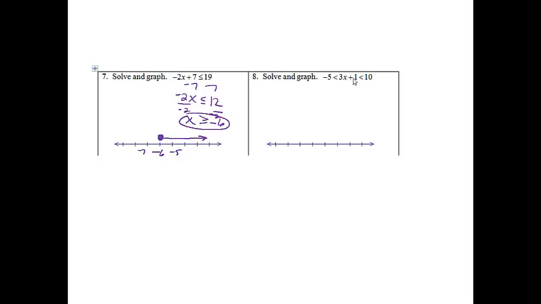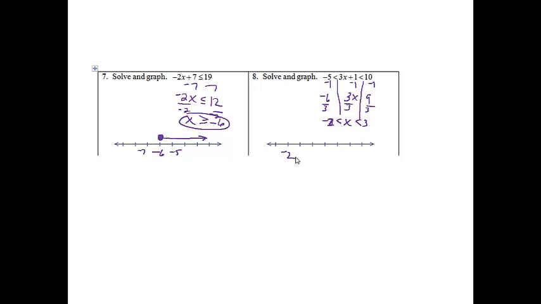Alrighty, number 8. This one, I'm going to draw, I'm a line drawer on this one. We want to get just an x in the middle, so I'm going to subtract 1 from all 3 parts. I'll get negative 6, 3x, 9. Then I'll divide all 3 parts by the 3. I'll get negative 3 less than x less than 3. Well, this is 2. Negative 6 divided by 3 is negative 2.